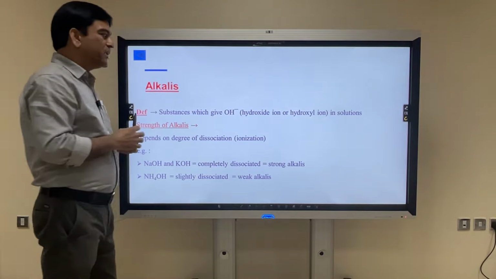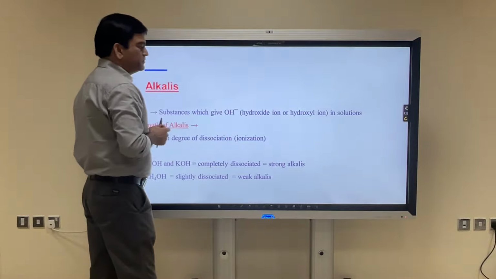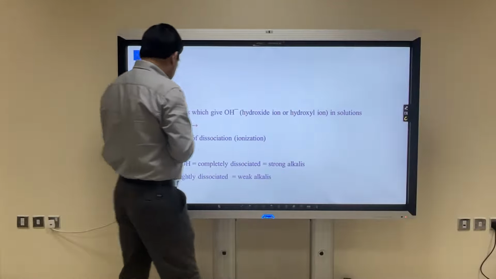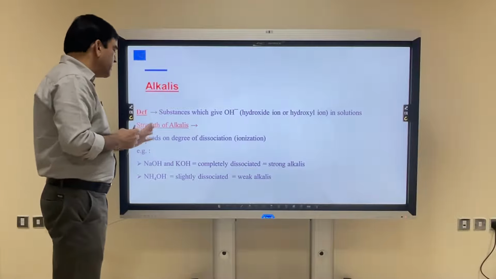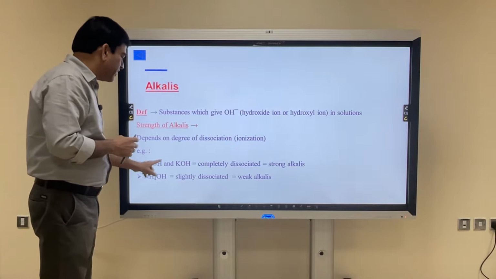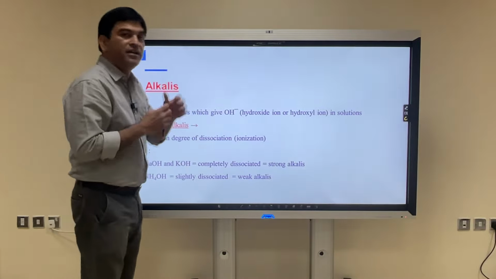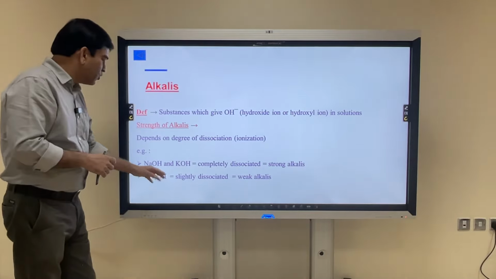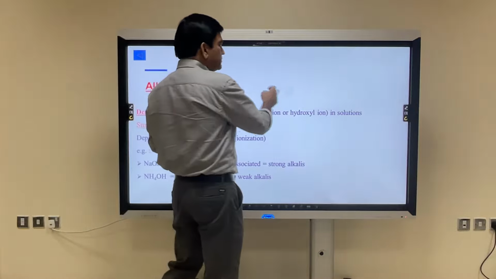Now, what are bases or alkalis? The substances which give you OH- ion. You can call it a hydroxide ion or the hydroxyl ion. In solutions, these are known as alkalis. Whether a strong alkali or a weak alkali depends on the degree of dissociation or ionization. Example, NaOH and KOH, sodium hydroxide and potassium hydroxide, are completely dissociated. When they are completely dissociated, they are strong alkalis. NH4OH, ammonium hydroxide, is slightly dissociated, so it's a weak alkali.